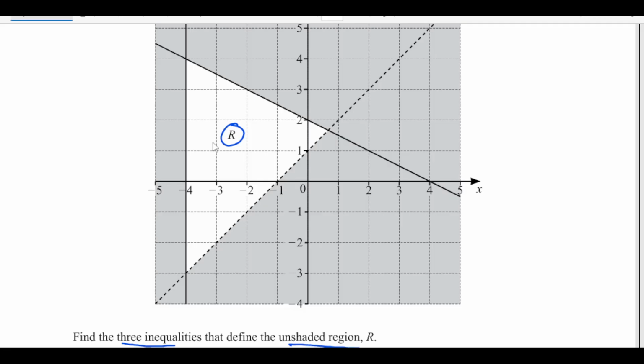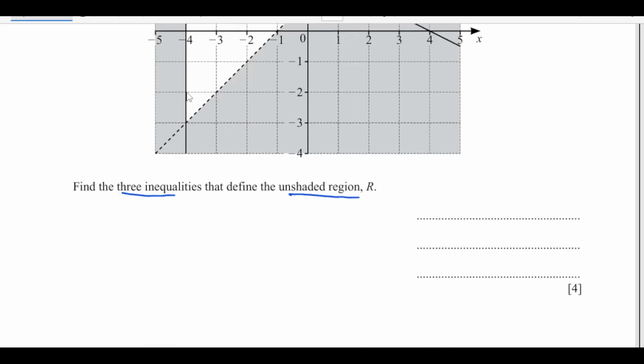First of all, if we look at this line here, it is x equals minus 4, right? But you see the unwanted region is shaded on the right-hand side, so this will be x greater than or equal to negative 4. So one inequality is x greater than or equal to negative 4.